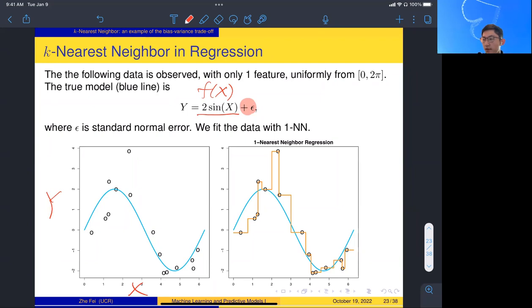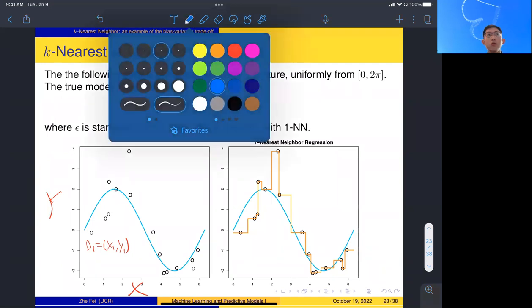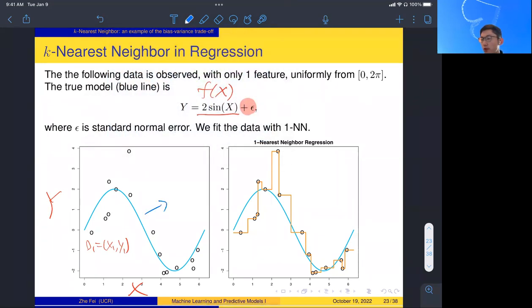For example, we can think of them as data point D1 with the X1, Y1 values. That's the first data point, and so on and so forth. And also, the blue curve is the truth, the 2 times sine of x. The blue curve is the true function. And we see, because of the random error, the observed data points scatter around the truth.